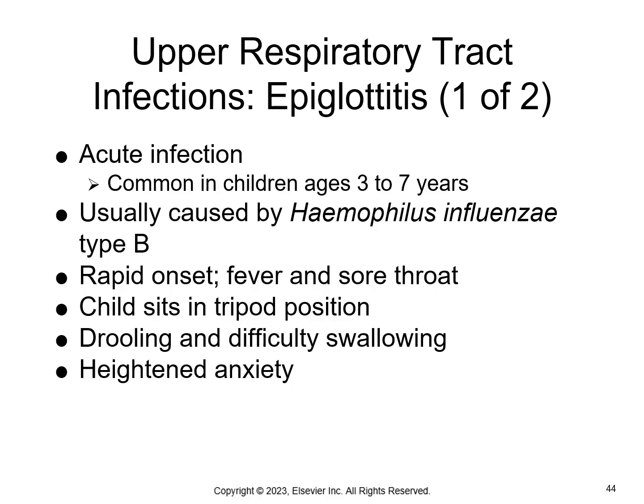So epiglottitis is considered an acute infection. Again, it's common in kids age 3 to 7. It is a medical emergency. This infection, usually caused by Haemophilus influenzae type B, causes swelling of the larynx, the supraglottic area, and the epiglottis. So this area is going to look like a round red ball when you look inside the airway. Okay, onset is rapid. Will have a fever, sore throat.